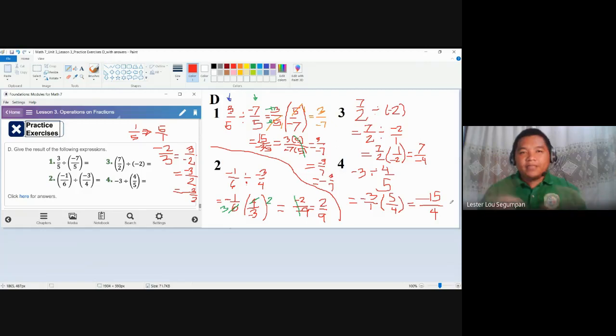Again, do not mix the dividend and the divisor. The divisor is the second number in the division process. That is what you're going to reciprocate.